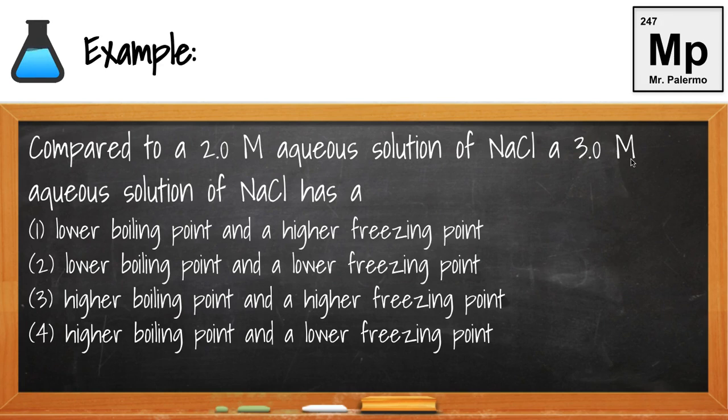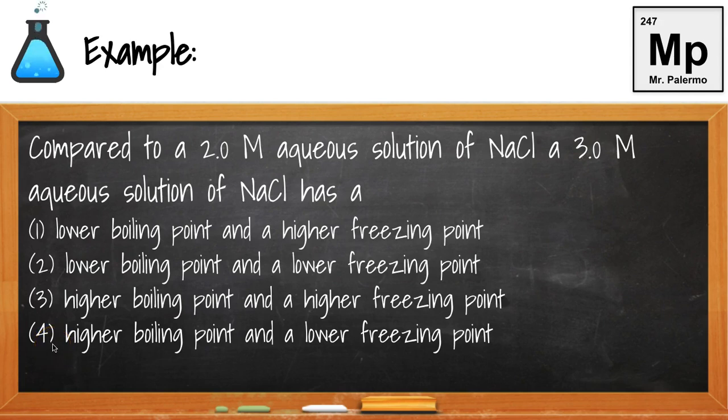If we have more particles, we're going to have a greater effect on the freezing and boiling point. And so the 3 molar aqueous solution is going to have a greater effect on that. And so the boiling point of the 3 molar solution is going to be higher and the freezing point is going to be lower. So a higher boiling point and a lower freezing point, choice 4.